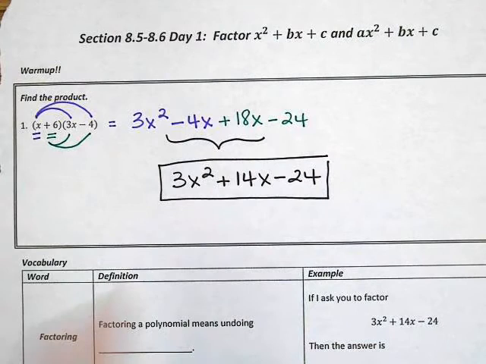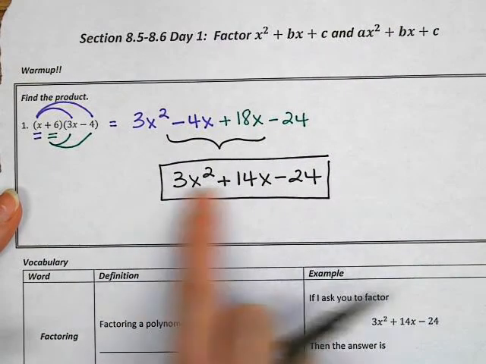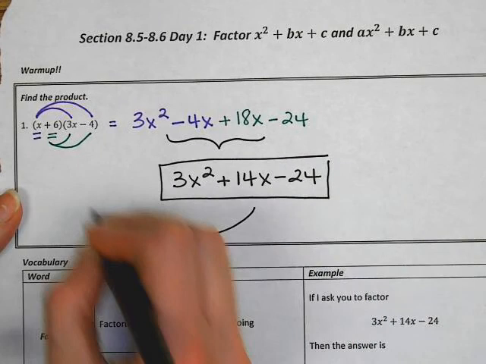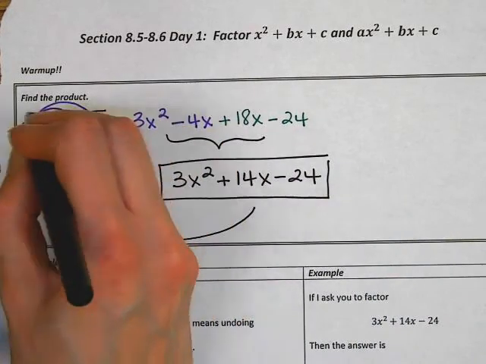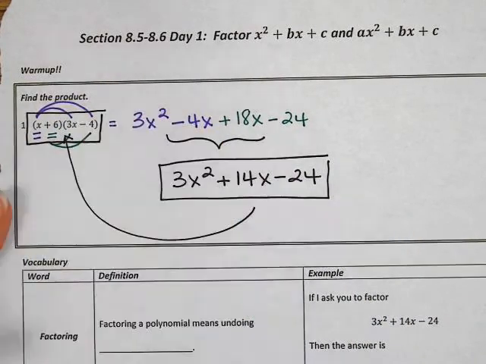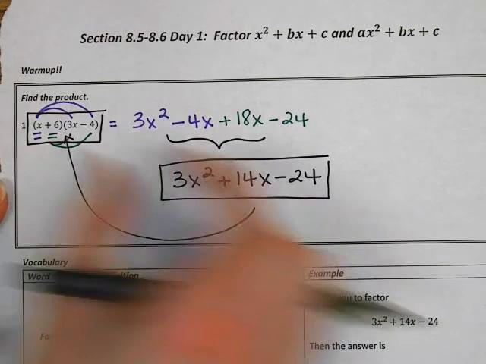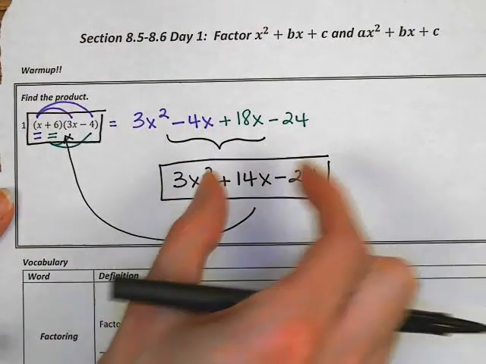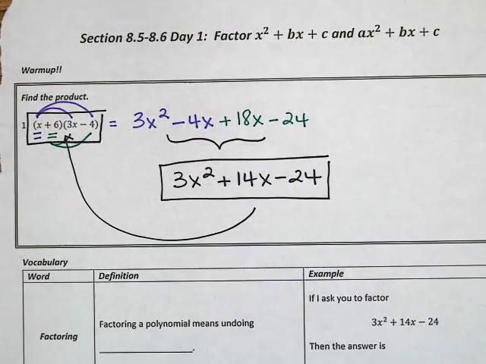Here's what we're doing today. We give you a trinomial, 3 terms. We want you to factor it into the product of 2 binomials. So today you're going from this to this. We're going backwards. You know how to go here to here, but now we go here to here. And there's some tricks. It's going to be a little hard at first, but you guys will get it.